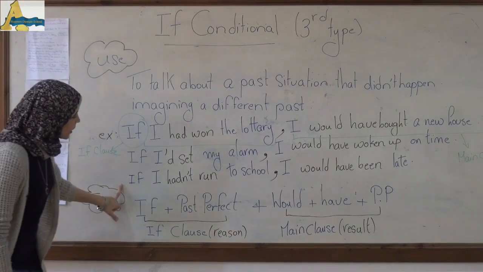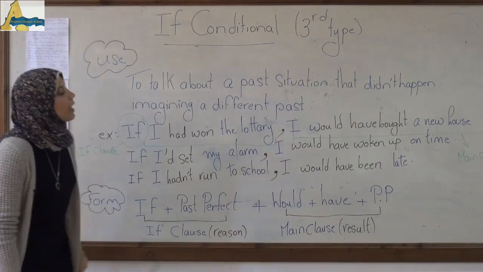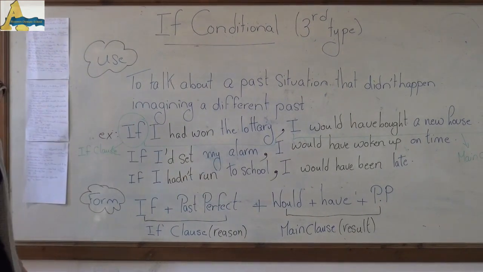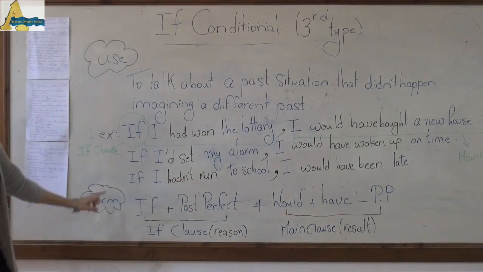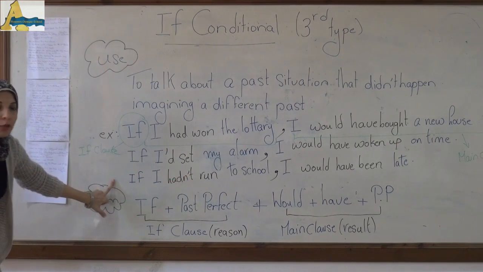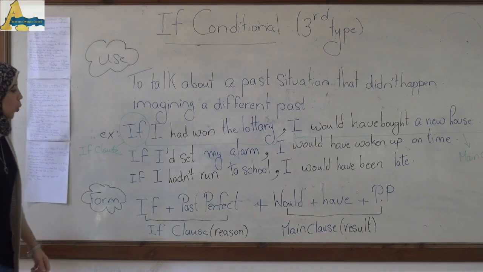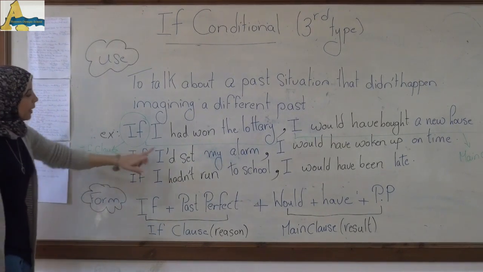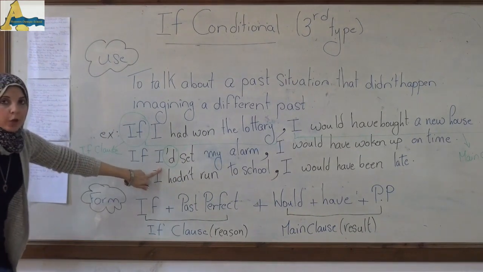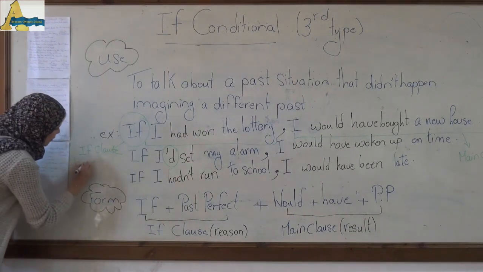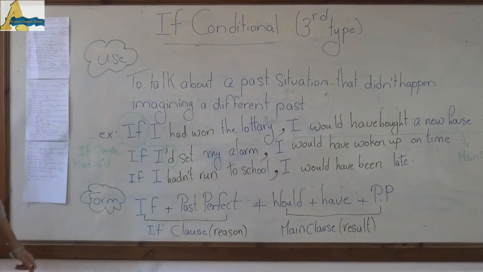Let's move to another example. If I hadn't run to school, I would have been late. It means that this person ran to school. If not, he would have been late for his work. Can you see here that had is written in the short form? Because the short form of had, of course, is apostrophe d.